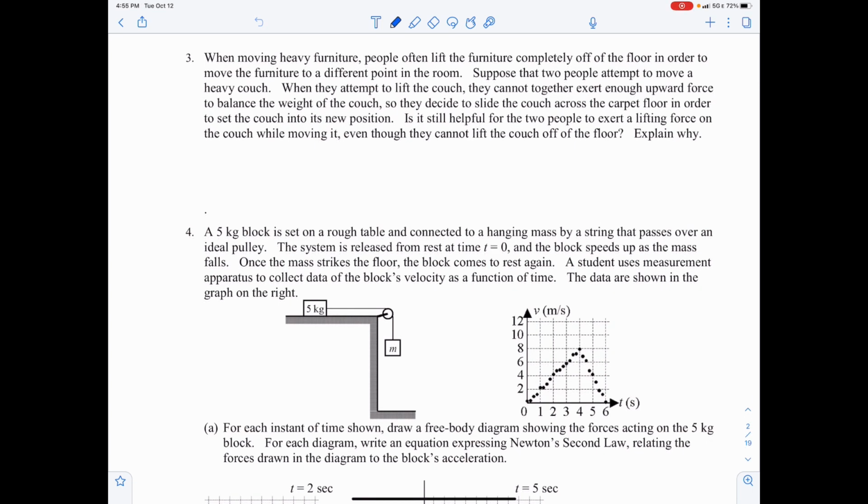Number 3. When moving heavy furniture, people often lift the furniture completely off the floor in order to move the furniture to a different point in the room. Suppose that two people attempt to move a heavy couch. When they attempt to lift the couch, they cannot together exert enough upward force to balance the weight of the couch. So they decide to slide it across the room, across the carpet floor, in order to set the couch into its new position. Is it helpful for two people to exert a lifting force on the couch while moving it, even if they cannot lift the couch off the floor? Explain why.